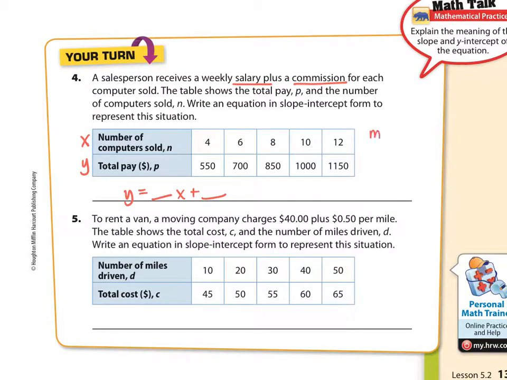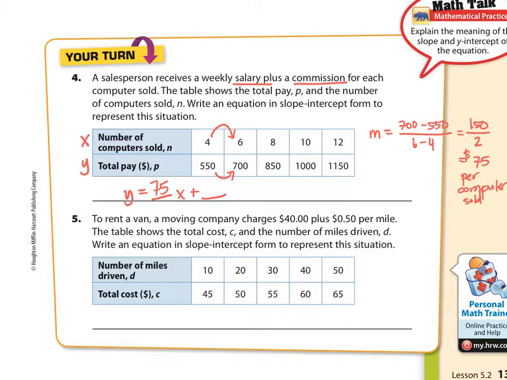So for my slope, I'm going to do change in y. That's 700 minus 550. And then change in x right here is 4 to 6, so 6 minus 4. So I get 150 over 2, and that is 75. So this number actually means $75 per computer sold. So the 75 goes in my equation right there next to the x.